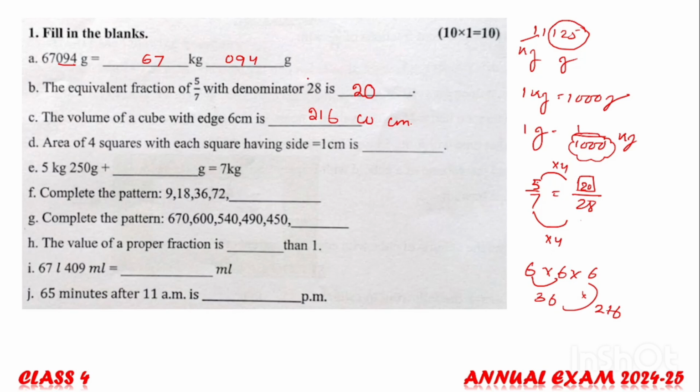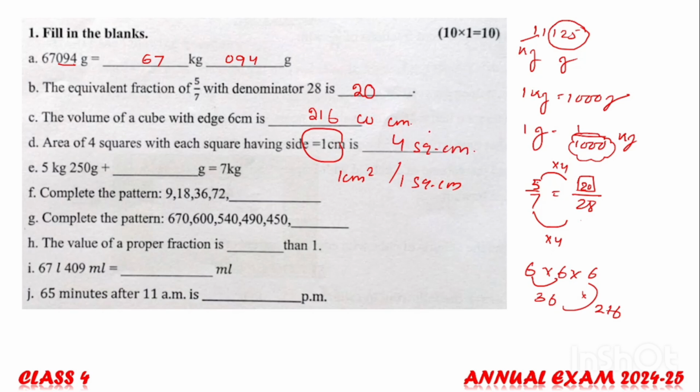Next question. The area of 4 squares, each square having side 1 centimeter. So tell me, what is the area of 1 square? That is side into side, 1 square centimeter. Now how many squares are there? 4 squares. So 4 into 1, that is 4 square centimeter.